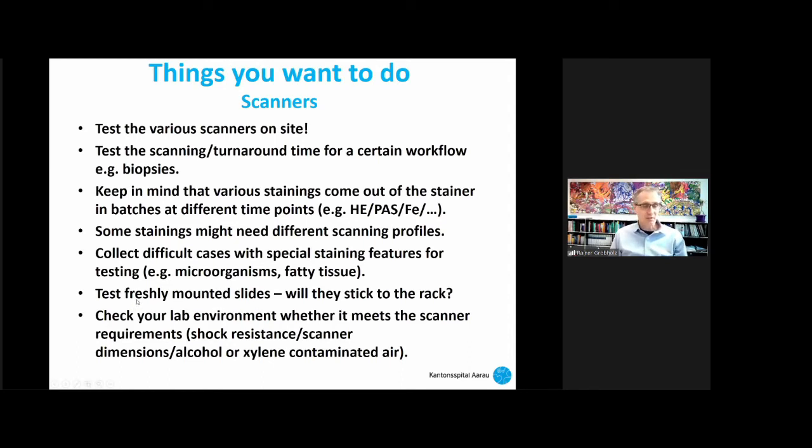We have been using cover slips and found that with the cover slips, it didn't work very well. So we moved on to the foil embedding without cover slips. And that really improved our scanning procedure and our turnaround time.